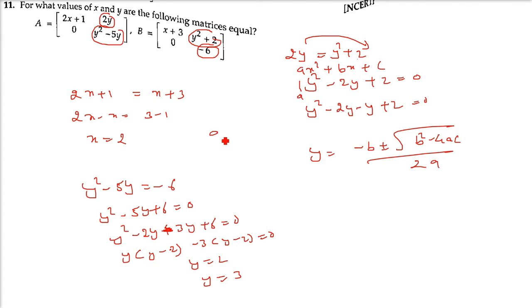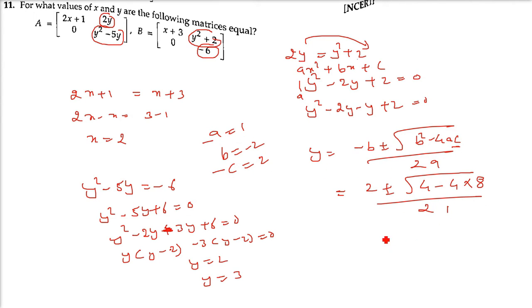Let me write it here. a is 1, b is negative 2, and c is 2. Okay. Now put it here. Minus b is, minus minus is 2. So 2 plus minus under root b square. So negative 2 whole square is 4 minus 4 into ac, 4 into 1 into 2. Okay, oh, it's a mistake. 4 into 2, that is 8.